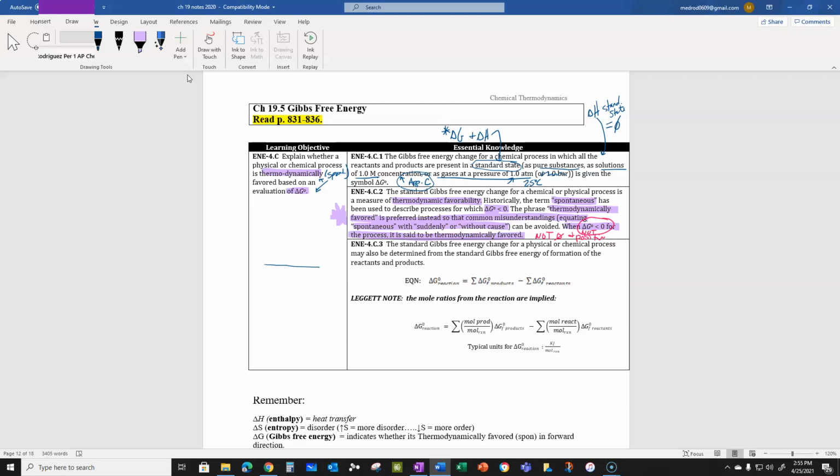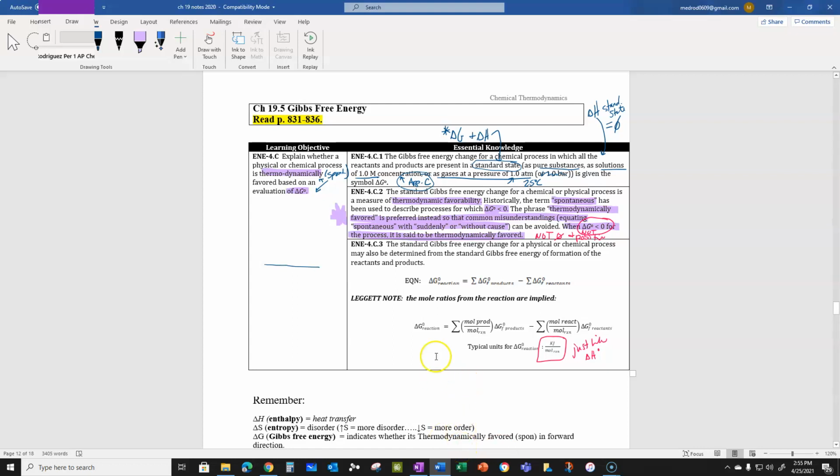Standard Gibbs free energy change for a physical or chemical process can be calculated just like how we've been doing: products minus reactants. Nothing's changed, ladies and gentlemen. You've got 3 different equations of products minus reactants. Just be very careful with those moles and look at the units, just like delta H, kilojoules per mole.